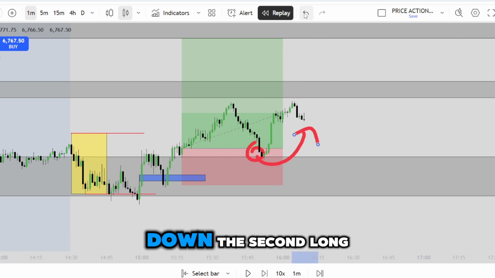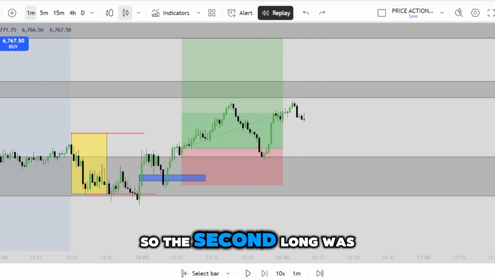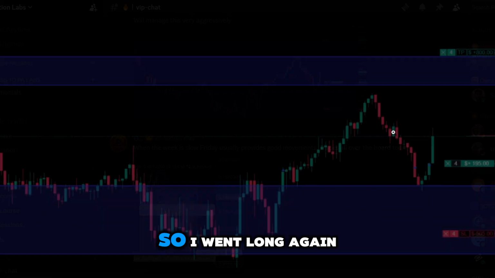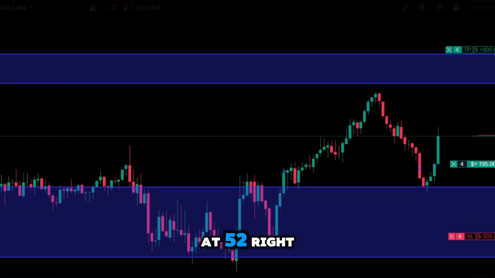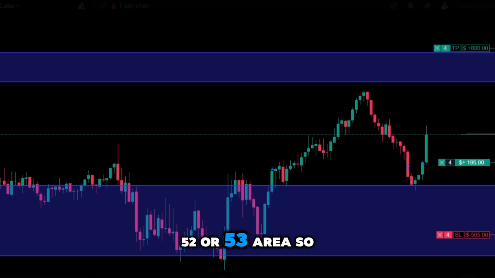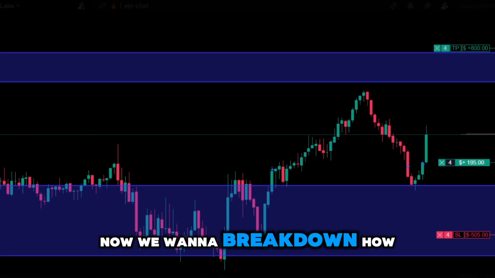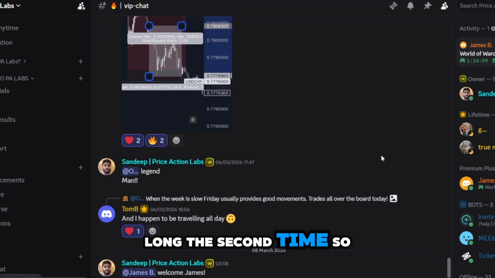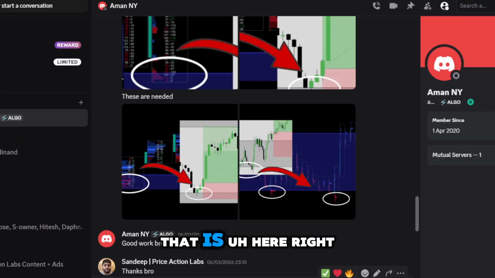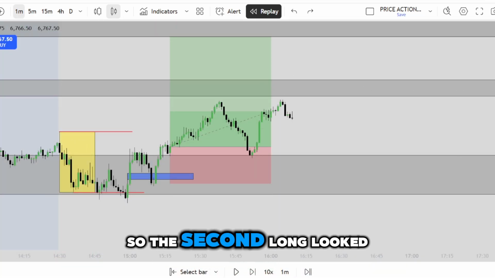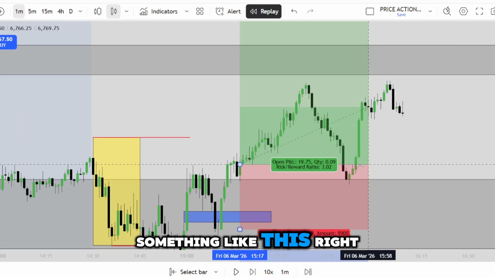So I want to break down the second long. The second long was a little bit cleaner, in my opinion, than the first long, right? So I went long again at 52, right? So that's going to be here, 67.52 or 53 area. So now we want to break down how this formed. What made me go long the second time? So that is here, right? So let's break this down. The second long looked something like this, right?